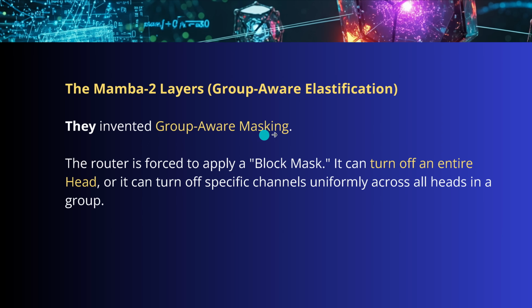They invented here a group-aware masking technology. So the router is rather simple. The router is forced to apply a block mask, and it can turn off an entire head, or it can turn off specific channels uniformly across all heads in a particular group. And NVIDIA shows, hey, it is working. So real nice details. So if you want to learn about new, emerging, upcoming, flexible, elastic AI architecture, without any quantization, I want to underline this, this is really heavy scientific stuff. This is not for the social media AI thing. This is really science AI. This is an absolutely fascinating view into the future.